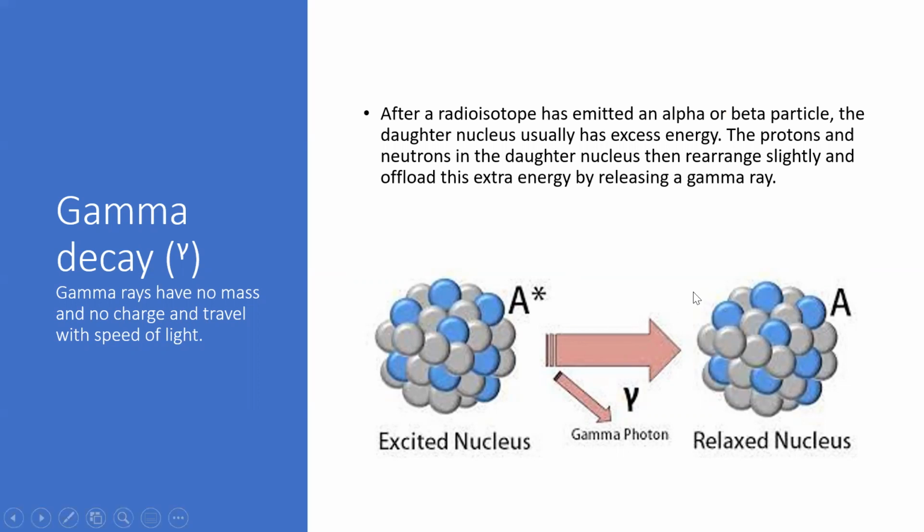All right, so this was about alpha, beta, gamma decay, about radioisotopes, what isotopes are, and a quick revision of the structure of the atom.